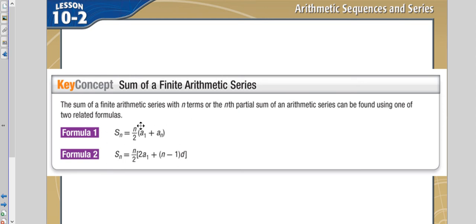The difference is, with the first formula you don't know the common difference, but you do know the first and last terms. And with the second one, you do know the common difference, but you don't know necessarily the last term. So those are the two formulas we can use. All right, so keep these in the back of your mind. It'll be n over 2 for both of them, and then here it'd be the first term plus the last term, multiplying by n over 2. This one, you multiply 2 times the first term plus n minus 1 times the difference.